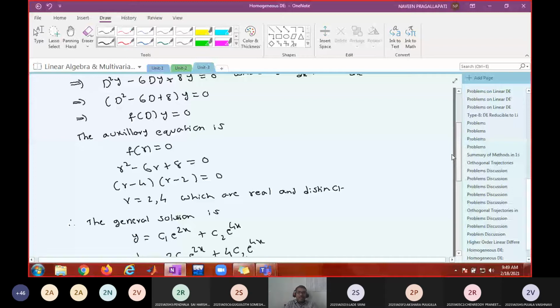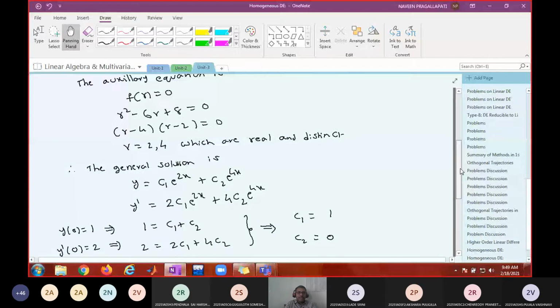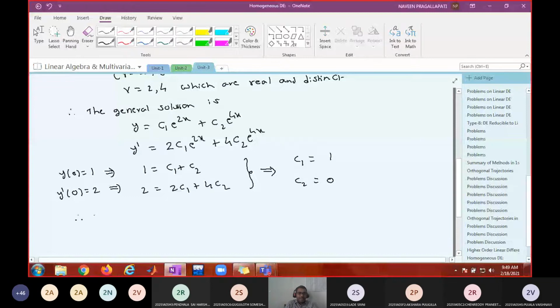General solution is this. Now, in this, when you substitute c1 equal to 1 and c2 equal to 0, what is your answer? Therefore, the solution is y equal to e power 2x. This is the final answer. Do you agree?